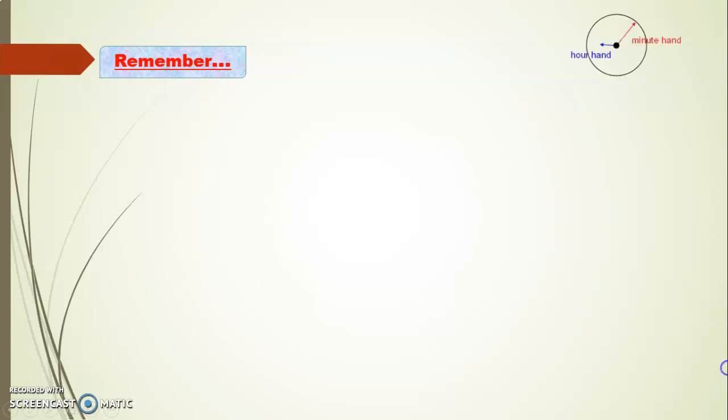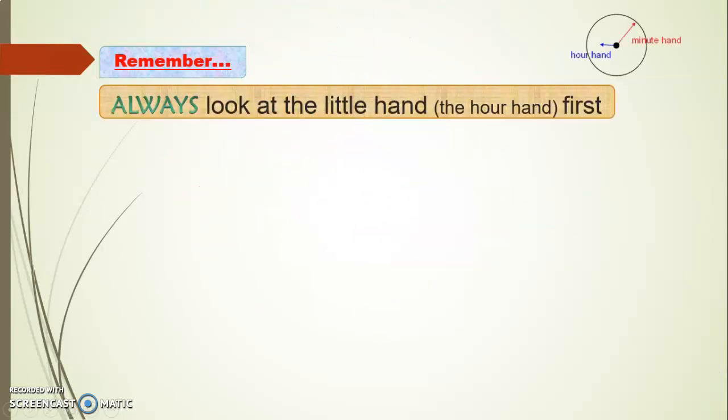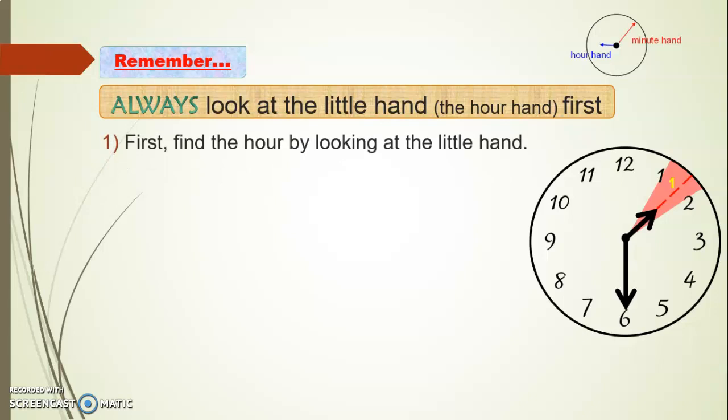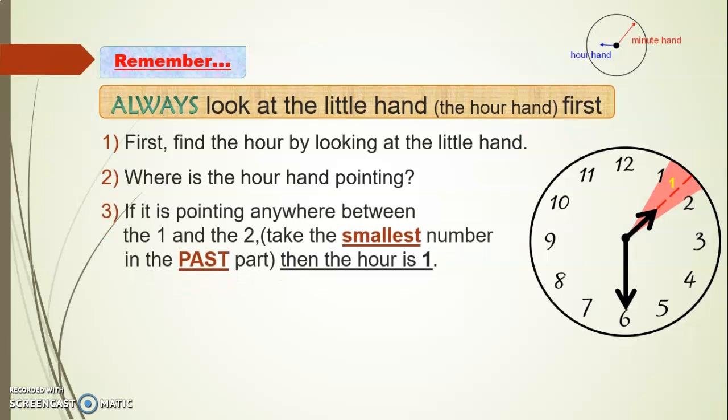Remark. Always look at the little hand, the hour hand, first. Here in this clock, first find the hour by looking at the little hand. Where is the hour hand pointing? If it's pointing anywhere between 1 and 2, we will take the smallest number in the past part. Okay? So my hour will be 1.